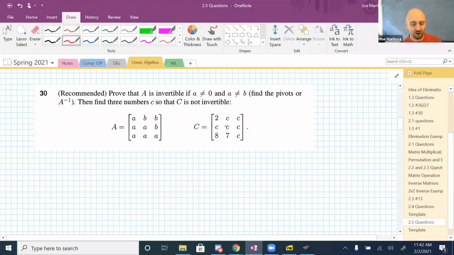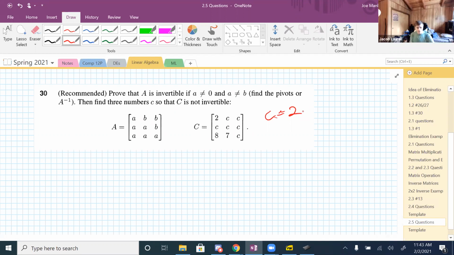So I'm looking at that top row and I'm saying, if all these C's in that top row were 2, the whole row would be 2. And then this whole second row would be 2. So C is 2 is one of my numbers. Do I see another one? Assuming C can't be 0. Oh, that's a great one.